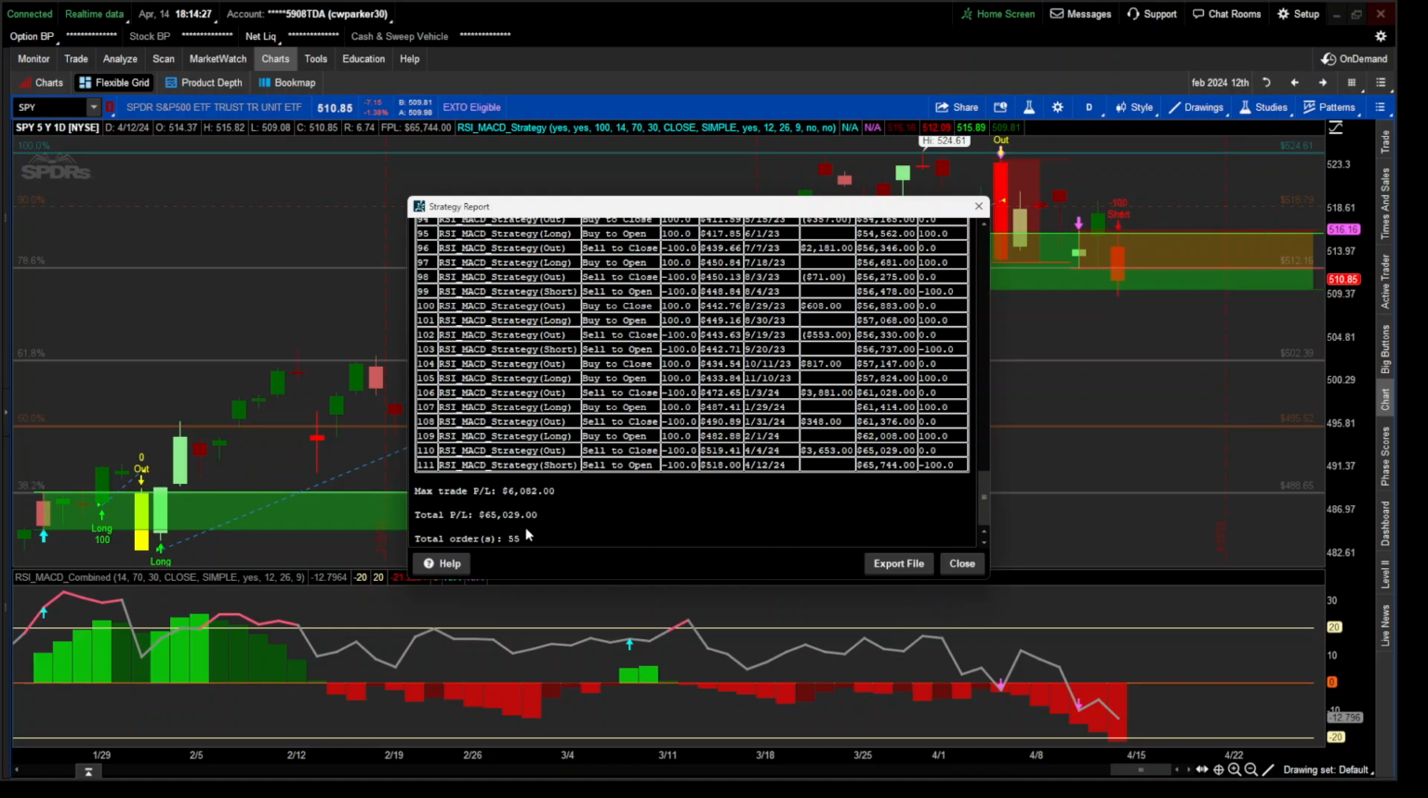Over the course of using this indicator on a 5-year daily strategy, you would have made $65,027. Your max profit and loss would have been $6,082, and you would have made 55 total trades.